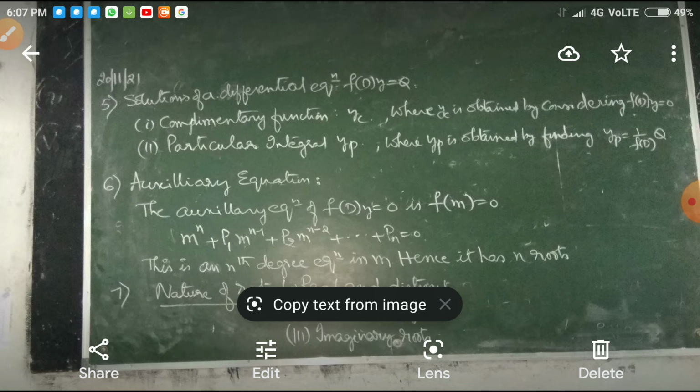Now to solve these equations, we consider the help of an auxiliary equation. So what is meant by auxiliary equation? The auxiliary equation of the given differential equation is nothing but f of m equal to 0.